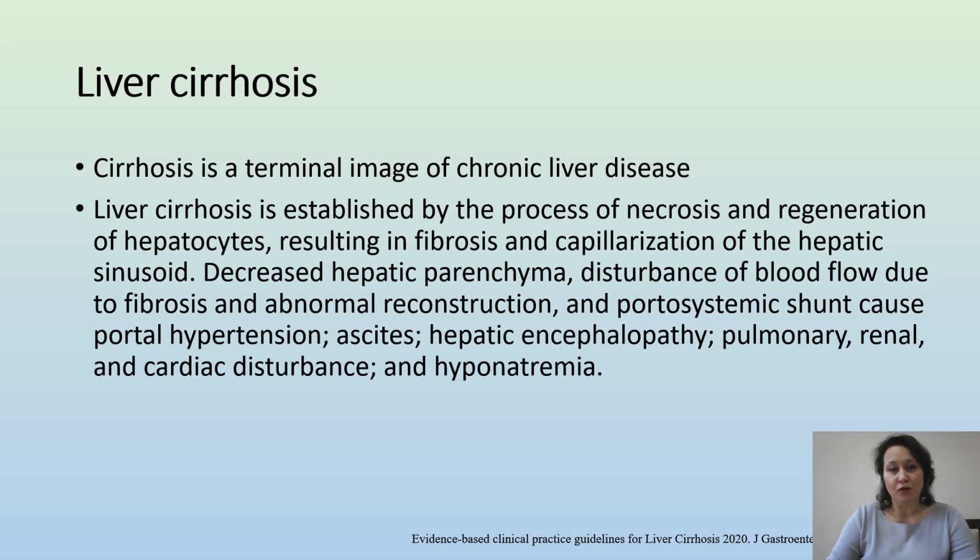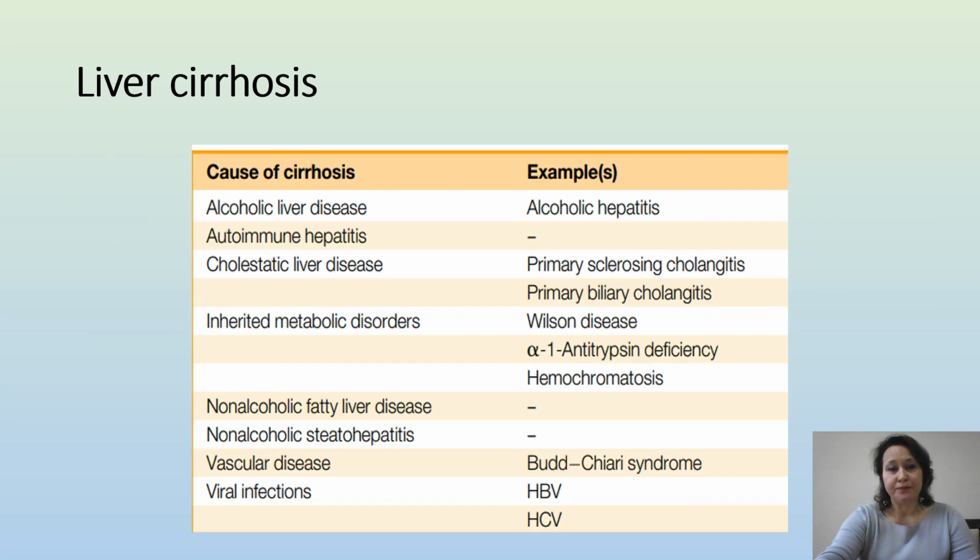the hepatic sinusoids. Liver cirrhosis always presents with deformation of liver structure and configuration, with portal hypertension and decreased hepatic parenchyma. Disturbance of blood flow leads to portosystemic shunt and portal hypertension, and all manifestations of portal hypertension such as ascites, varices in the esophagus and rectum, hepatic encephalopathy, and other complications.